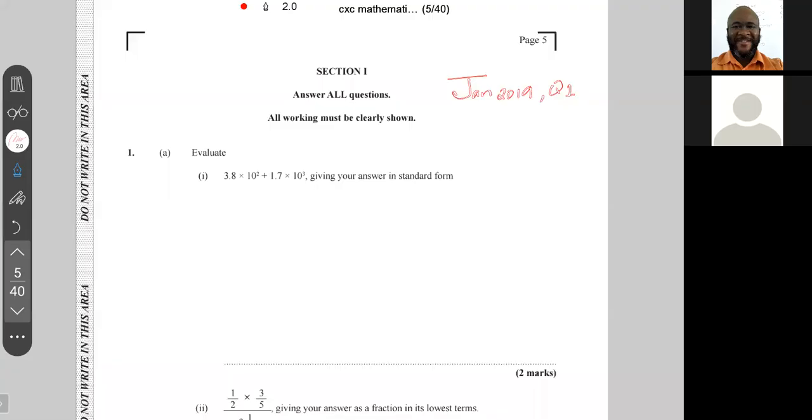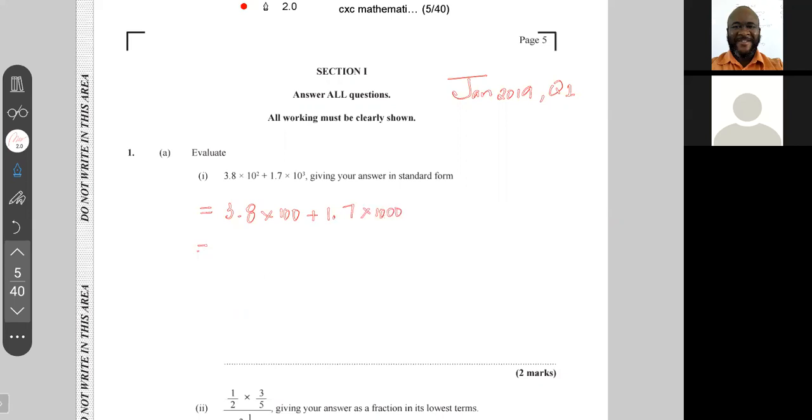All right, so this is January 2019, question number one. Now, question number one A says, for 2 marks, we need to evaluate 3.8 times 10 square plus 1.7 times 10 cube. So this is the same as saying 3.8 times 100, because 10 square is 100, plus 1.7 times 1,000.